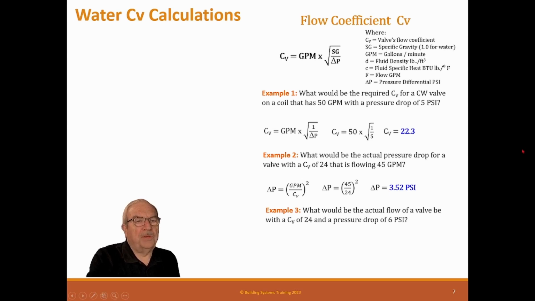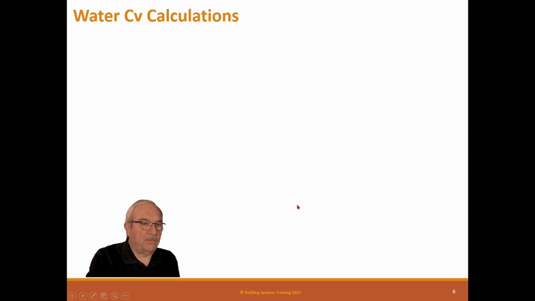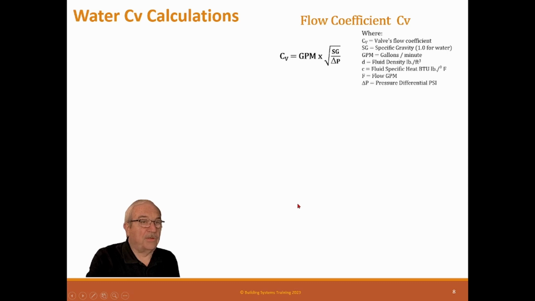Example 3, what would be the actual flow of a valve with a CV of 24 and a pressure drop of 6 PSI? So now we're using the other equation, which is GPM equals the square root of delta P times CV squared, which equals GPM of 6 times 24 squared, which would be 58.79 GPM, so you know how much its flow. So this CV formula is a very helpful formula for figuring out what you're doing with a system. You already know what some of the measurements are of the systems.